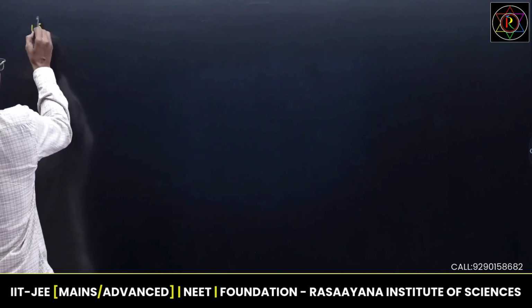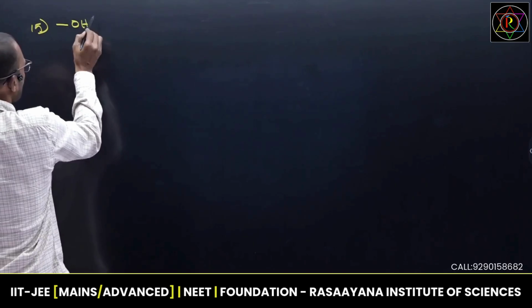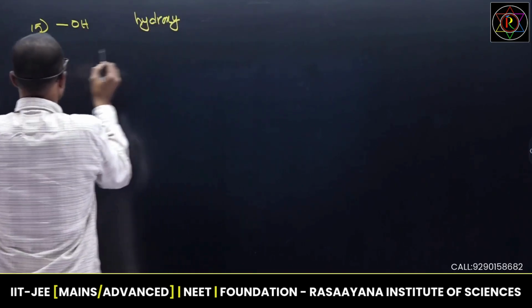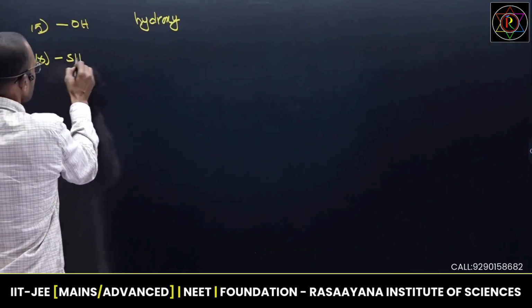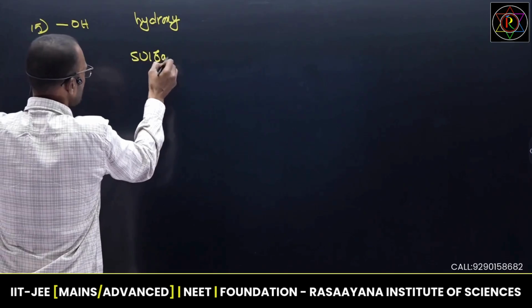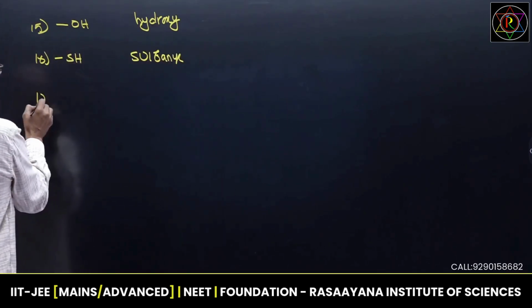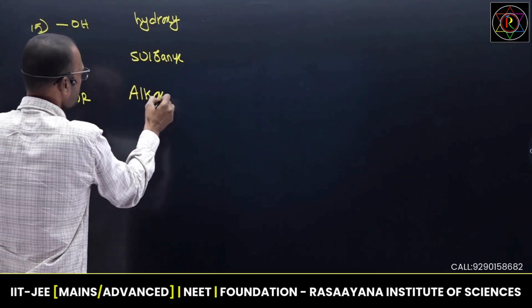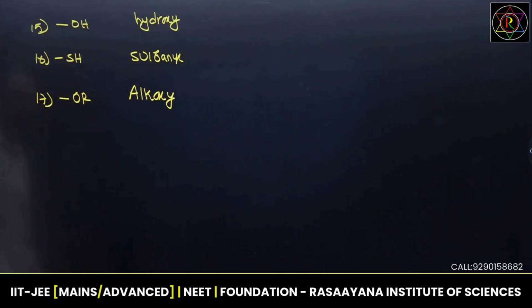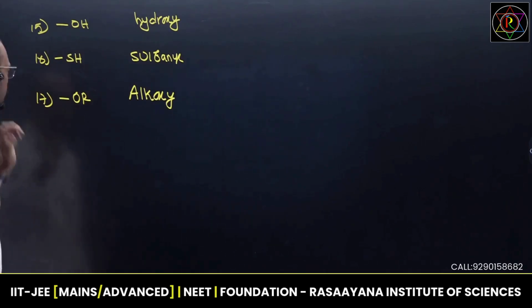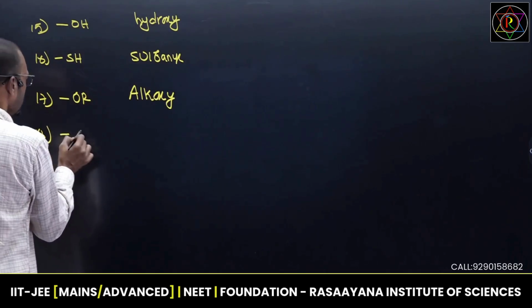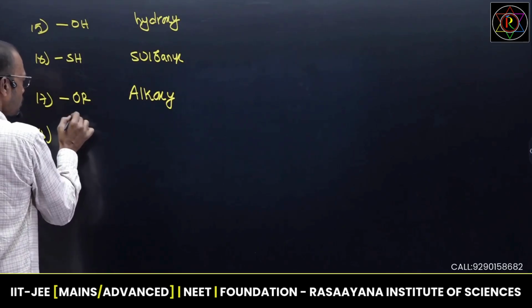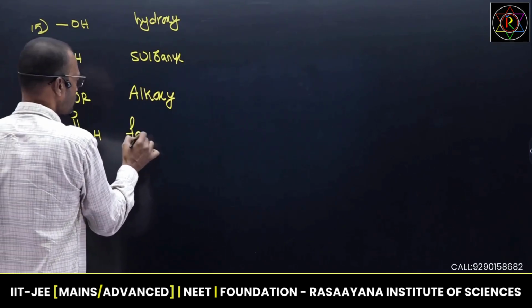Okay. Next, see, if there is a presence of OH group, you can end with hydroxy. If there is SH, sulfanyl, and if there is a presence of OR, this is called alkoxy, secondary prefix, OR: methoxy, ethoxy, isopropoxy, like that. Okay. Then there is a presence of CHO. CHO is nothing but generally belongs to aldehyde. It is also called formyl.